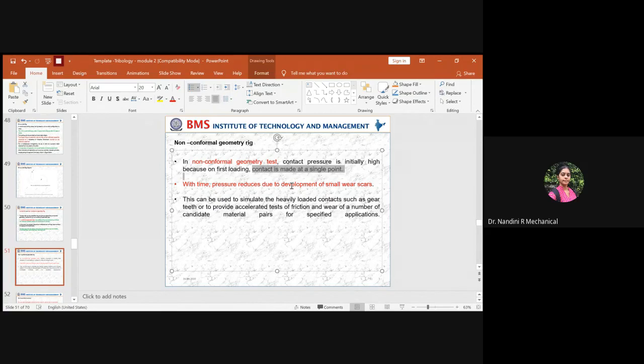So in case of non-conformal geometry rig, at the contact between the two mechanical components, the contact pressure will be initially very high because the load will be applied at a particular point, and later the contact is made at a single point. Meaning to say that initially it will be high and later it will be reduced. So with respect to time, the pressure reduces due to the development of small wear scars.